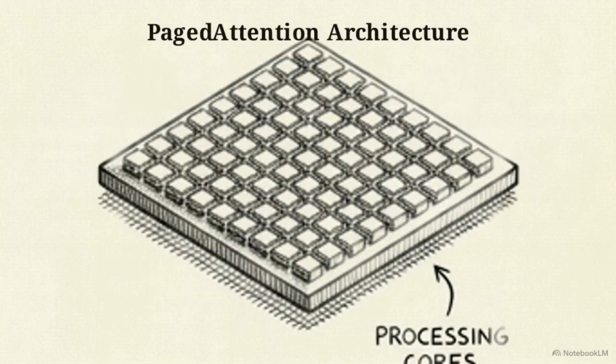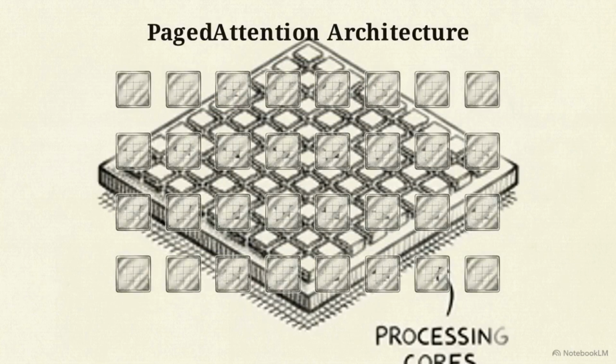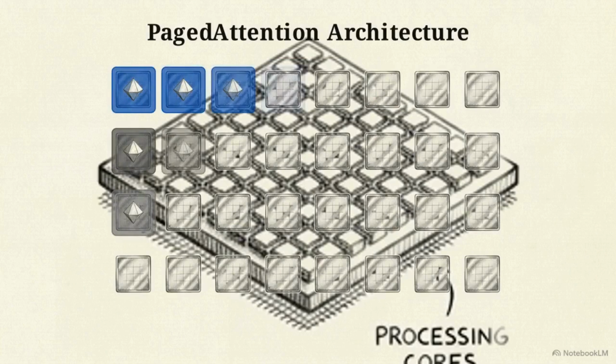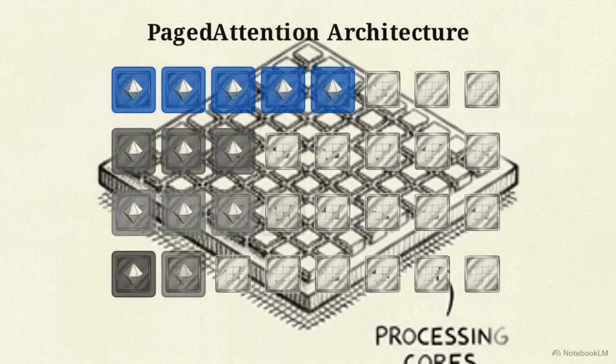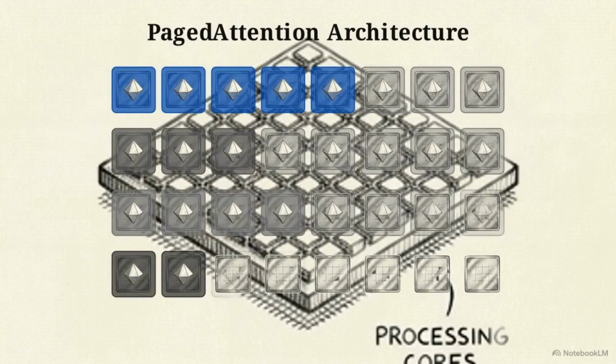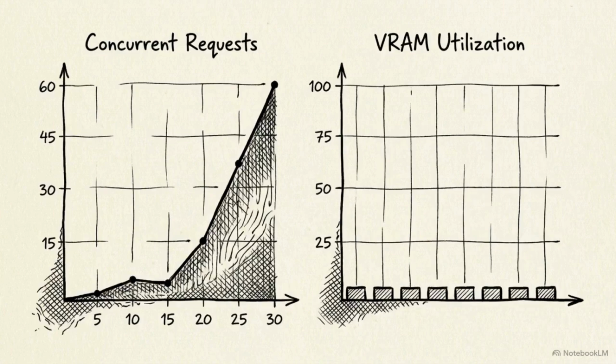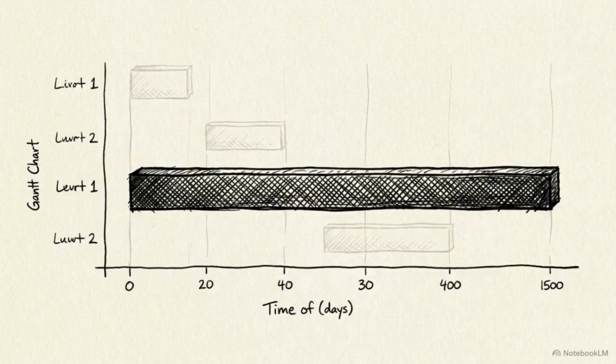Upgrading to PagedAttention fixes this. The rigid blocks dissolve, breaking memory down into dynamic 16-token pages that are allocated strictly as the sequence grows. By reclaiming that wasted idle space, dynamic allocation allows the exact same physical hardware to serve up to 4 times more concurrent requests. You pair this memory efficiency with continuous batching.